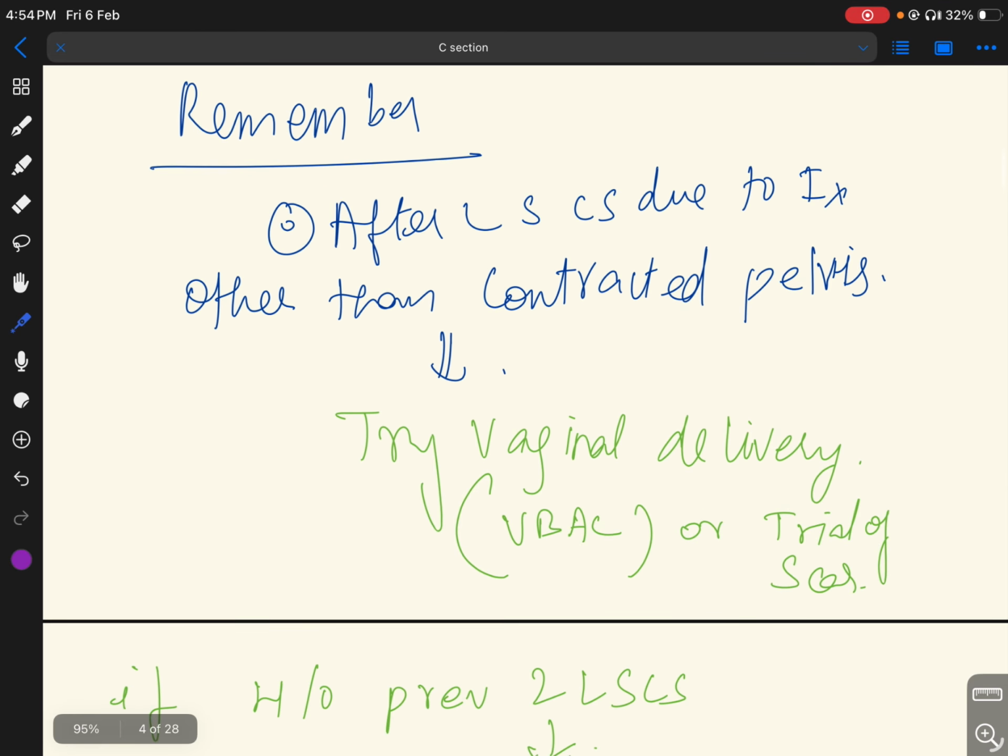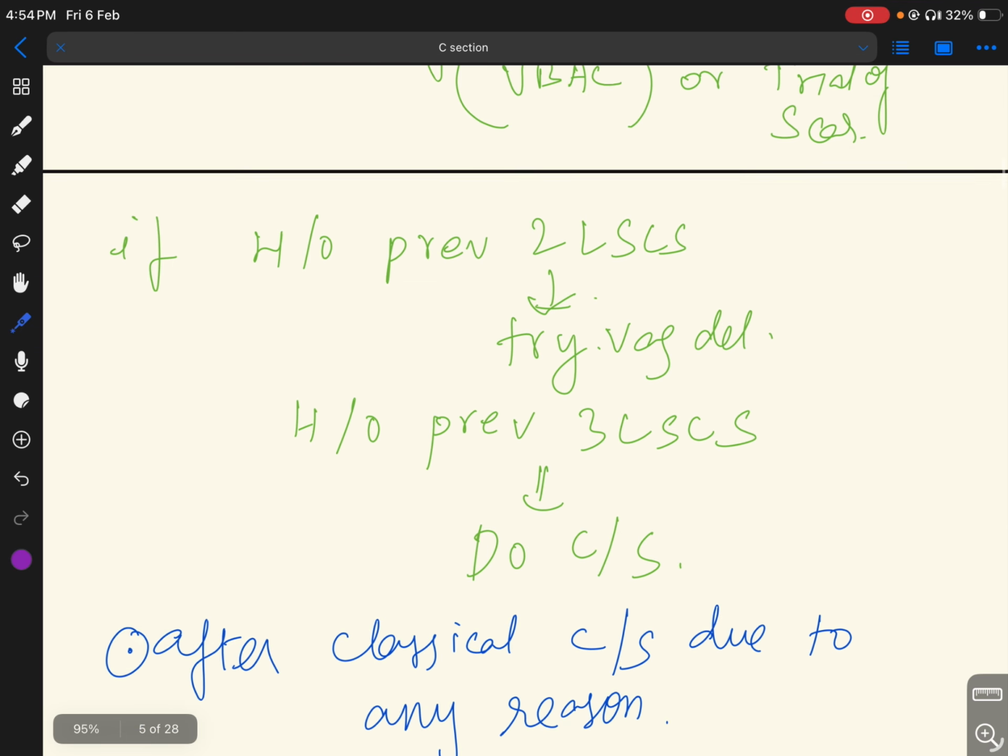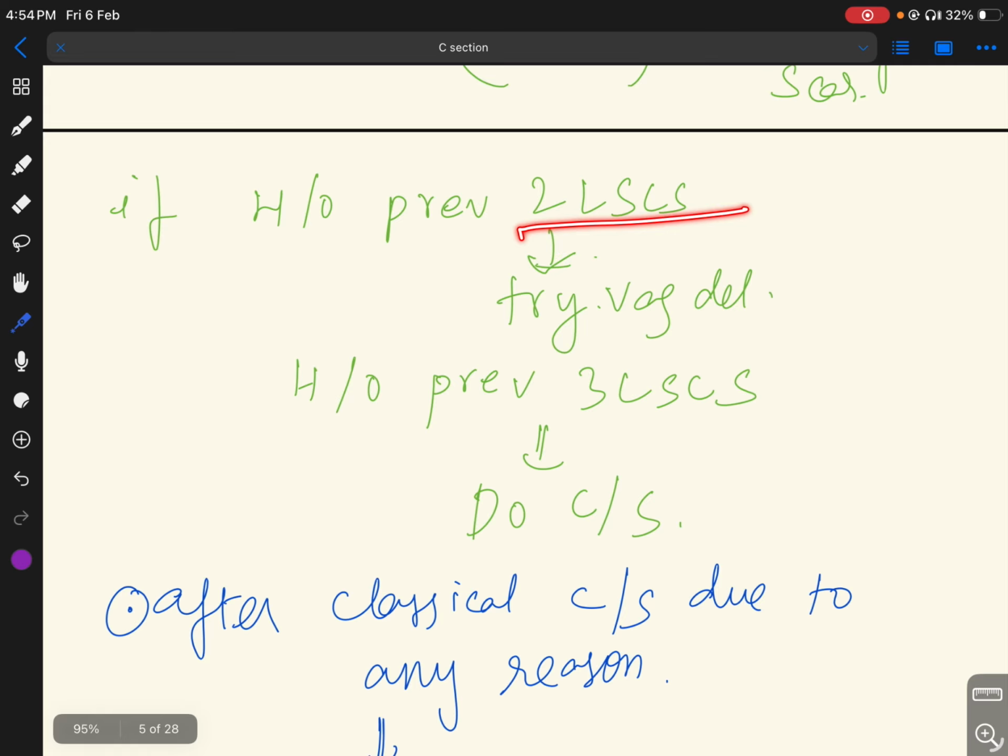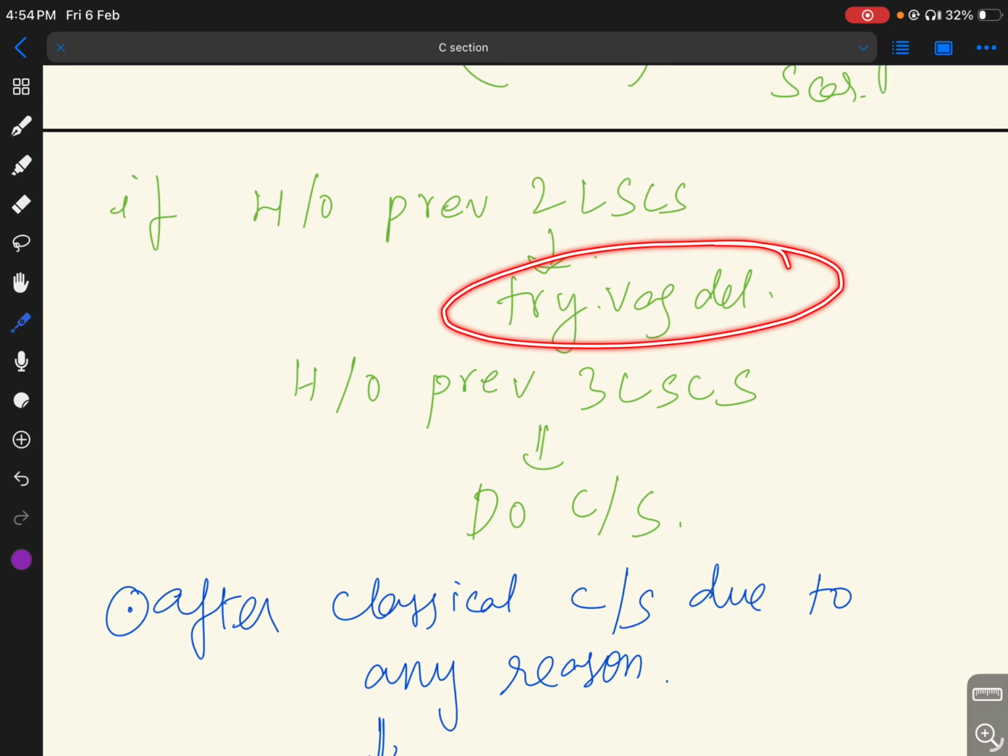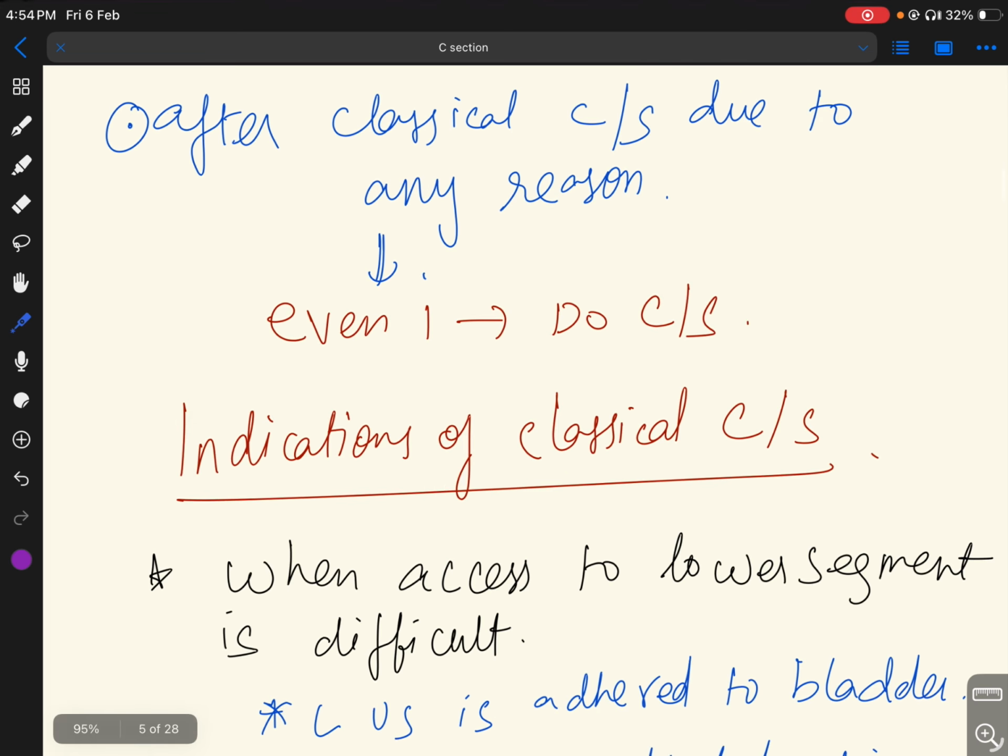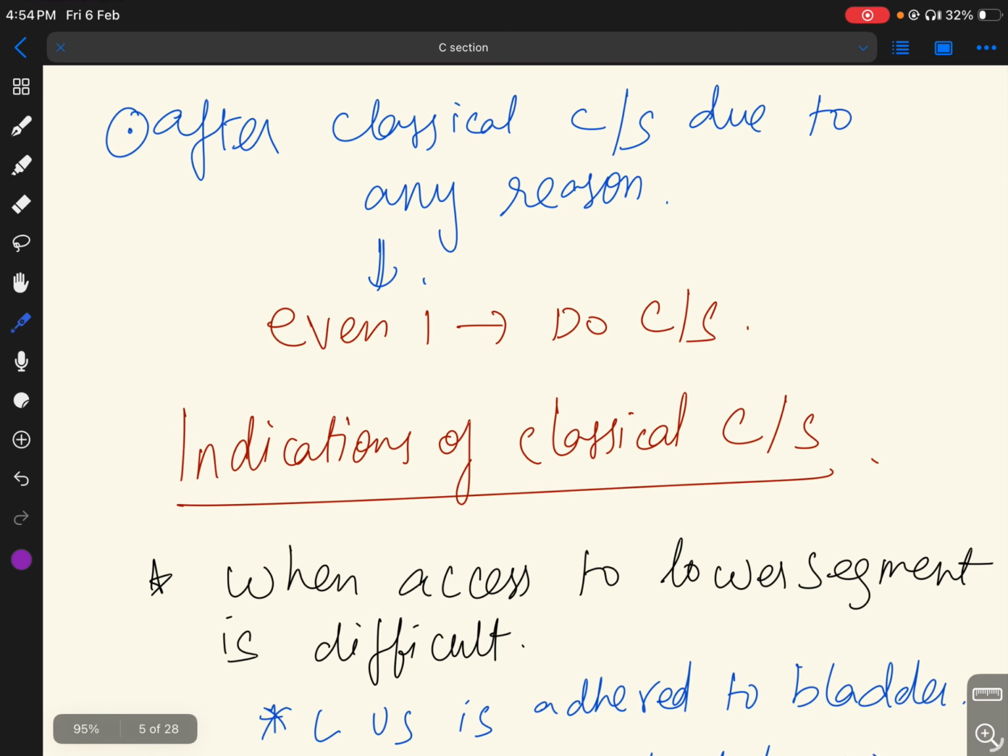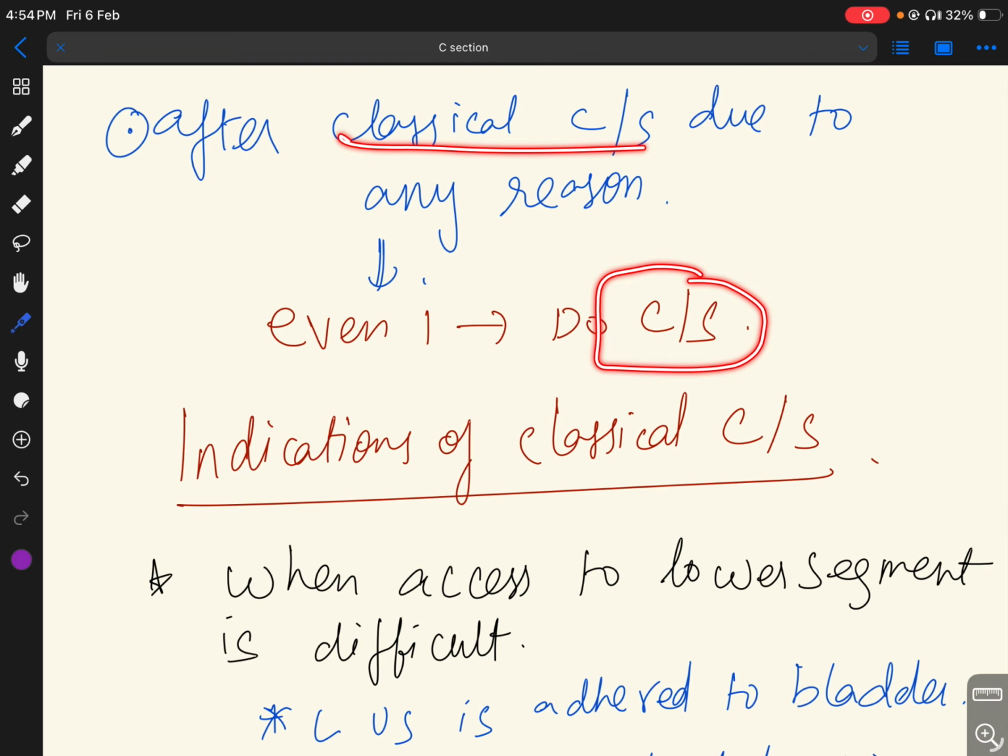So you have to remember that after LSCS, due to indications other than contracted pelvis, we can try vaginal birth after C-section, or trial of scar. If history of previous two LSCS is present, you can try for vaginal delivery. If there is history of previous three LSCS, you should do cesarean section. After classical cesarean section, due to any reason, even one, you have to do cesarean section.